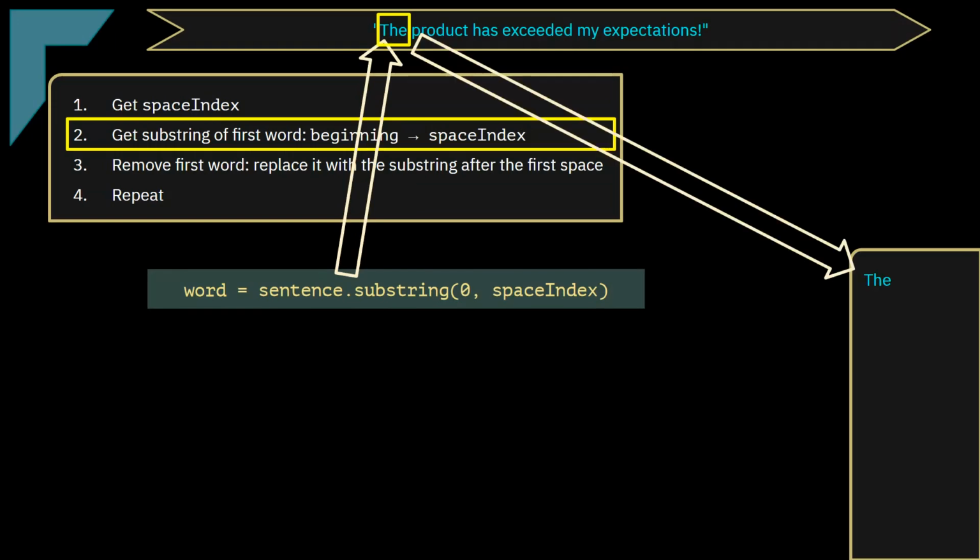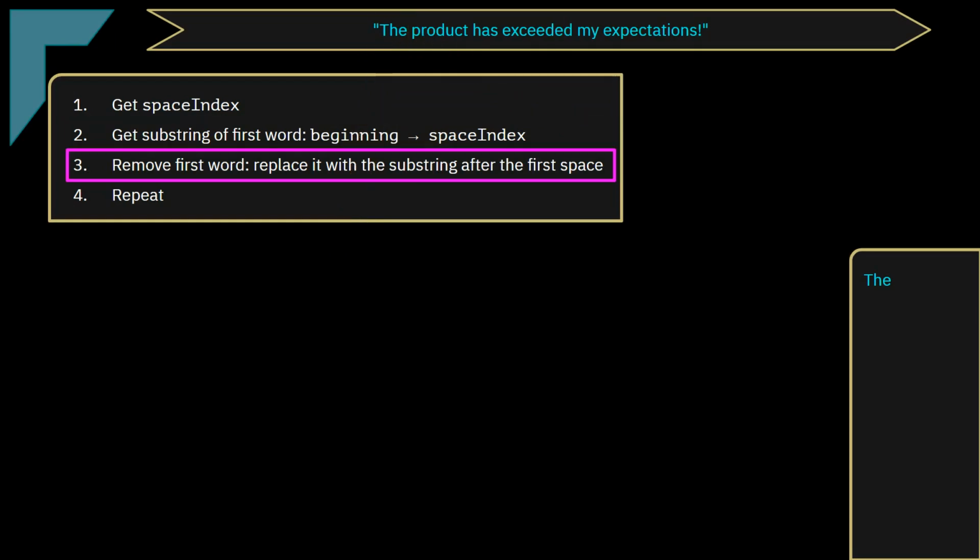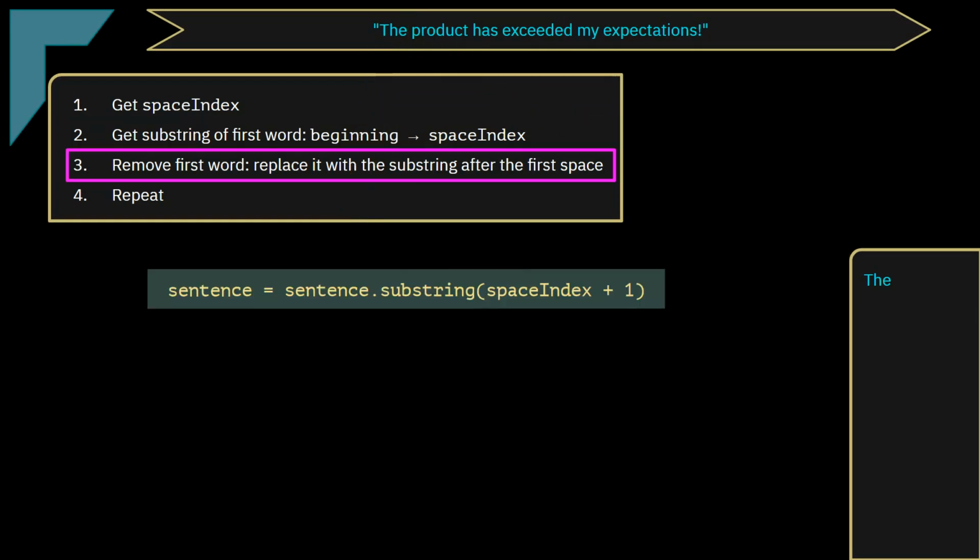In this case, we're just going to add it to a new line for each word. And then we're going to remove that the by first getting the whole substring after the space. So space index plus 1, we want the substring of everything after the space. So it starts with the P in this case. And then we're going to just overwrite the sentence with that, and the goes away when we do that. So there's our new sentence without the first word.